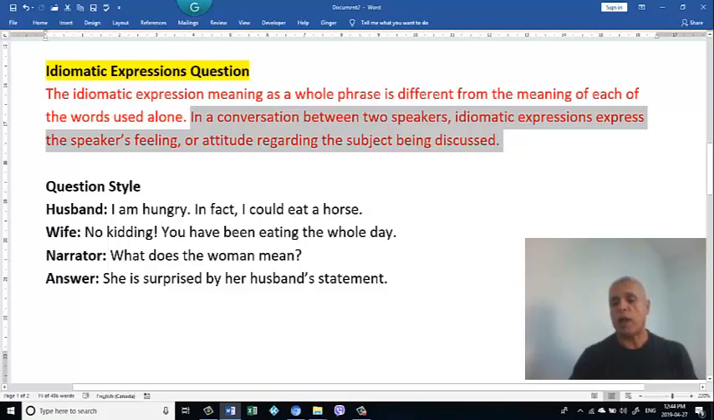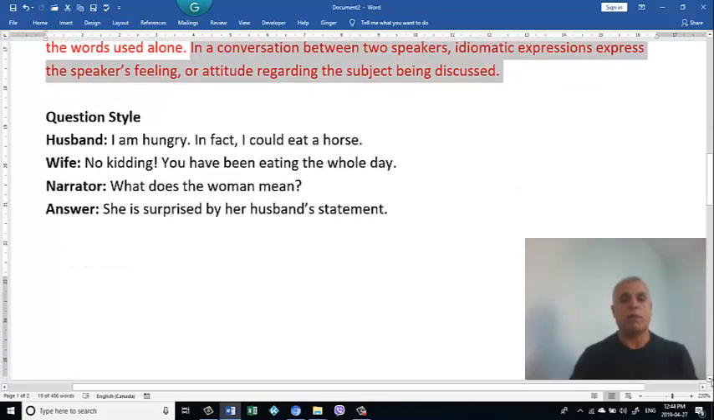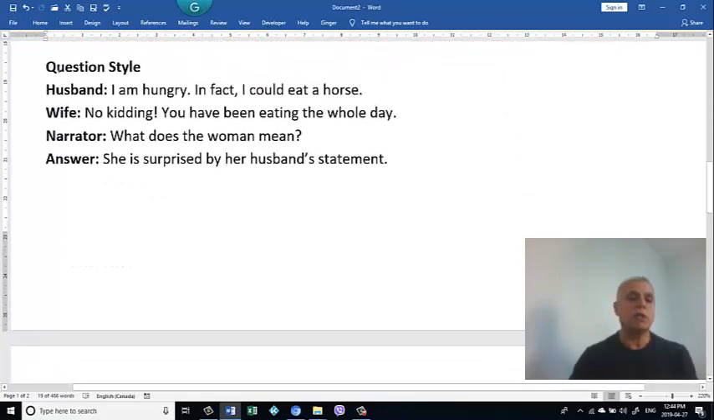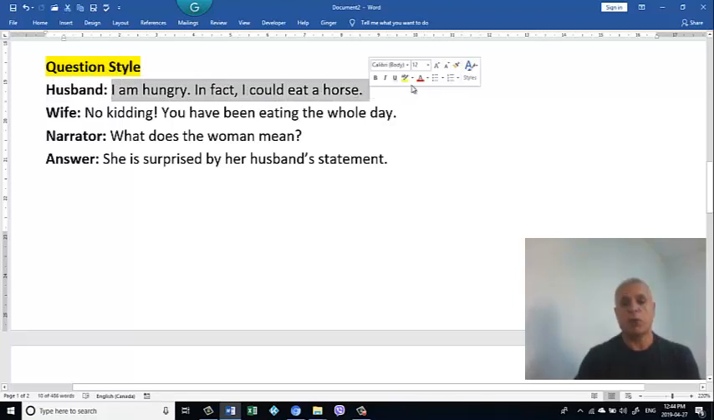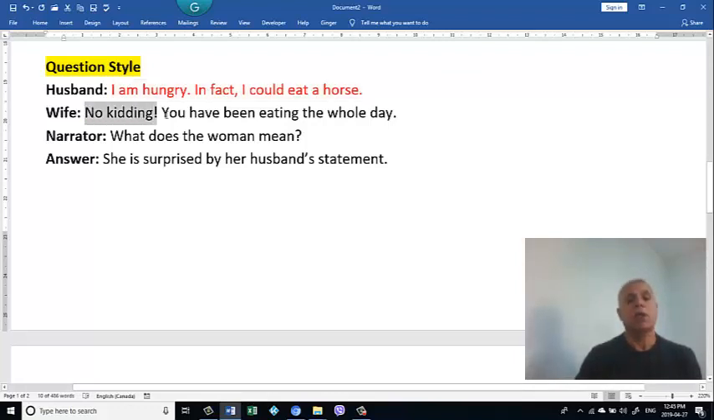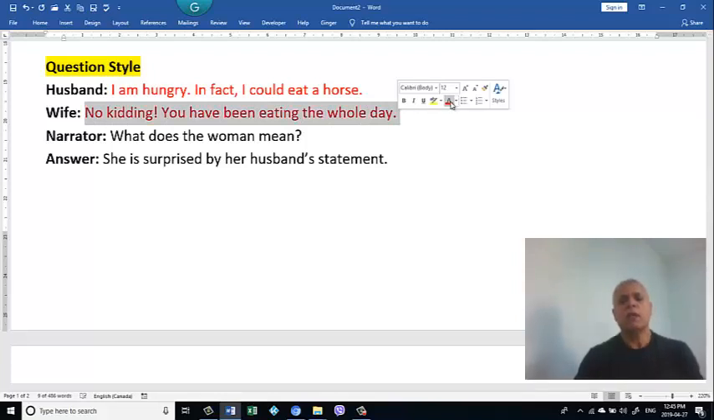Let's go to the question style. How are we going to know how these questions work? For example, we have a husband and wife having a discussion. The husband could say, "I'm hungry. In fact, I could eat a horse." We know here that the husband is very hungry. That's the expression. The wife says, "No kidding. You have been eating the whole day." It means the wife knows her husband has been eating the whole day.